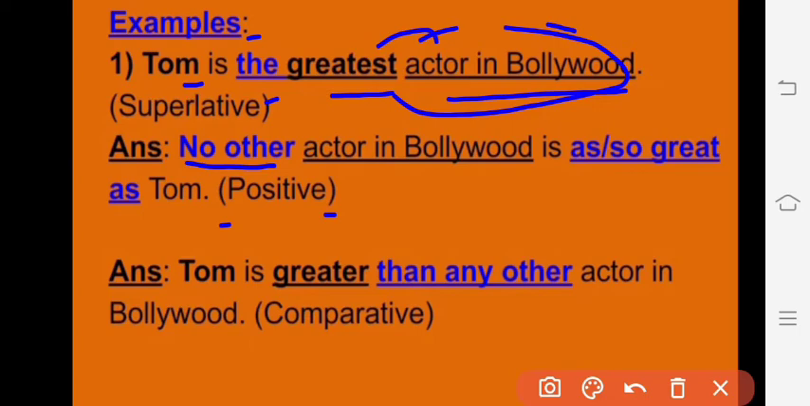So here, no other actor in Bollywood is so great as Tom. Here "so great as" or "as great as" shows positive degree formation. Now if you want to convert it into comparative, the same sentence having the est: Tom is the greatest actor in Bollywood.